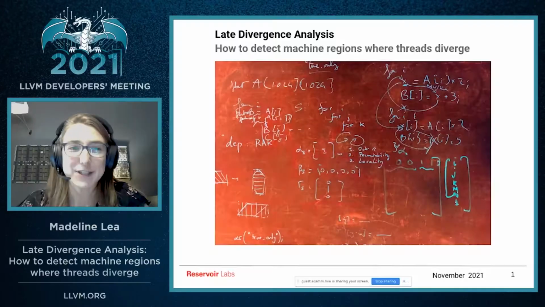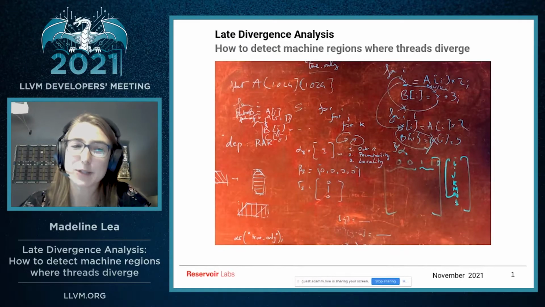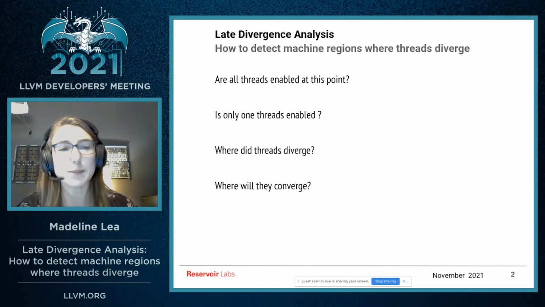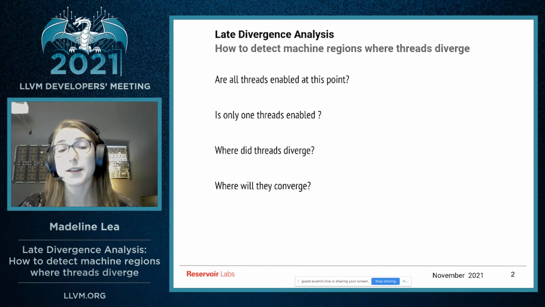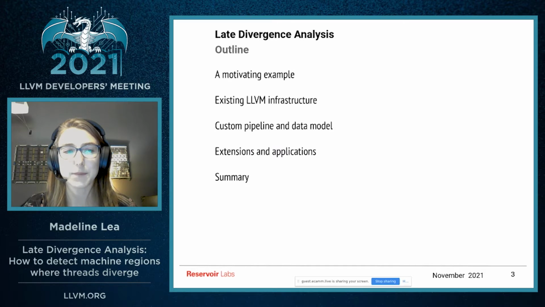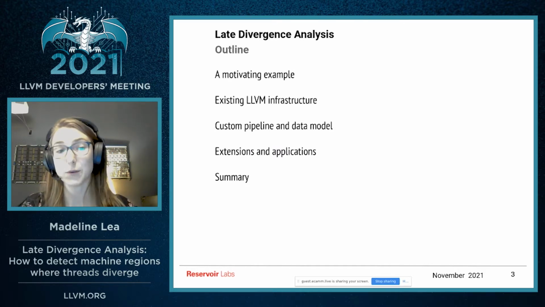This talk is on late divergence analysis, and it will cover how to detect machine regions where threads diverge. By the end of the talk, we should be able to answer the questions: are all threads enabled at this point? Is only one thread enabled? And if threads diverge, where do they diverge? Where will they converge?